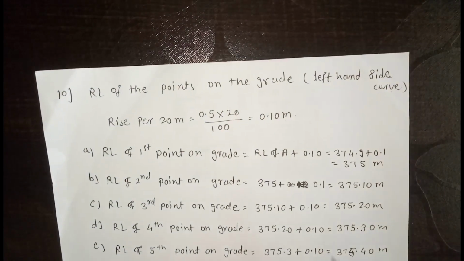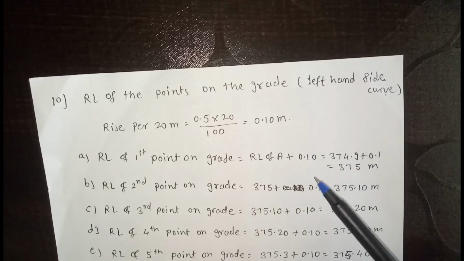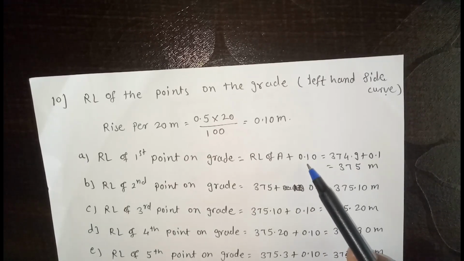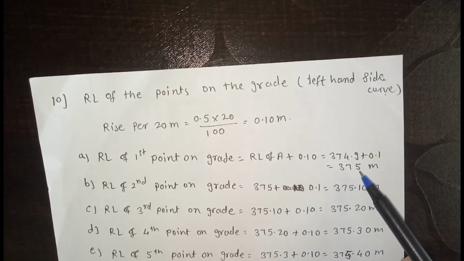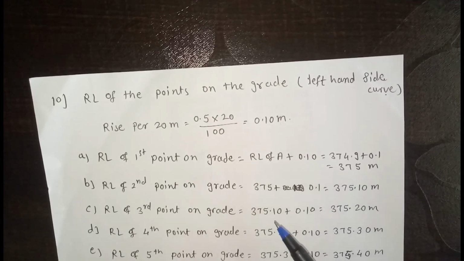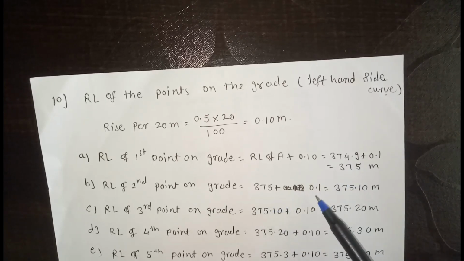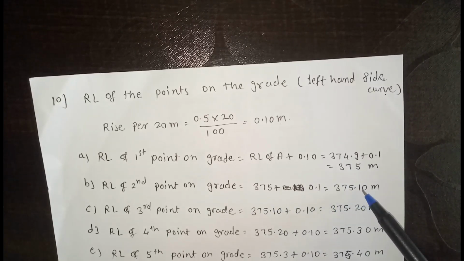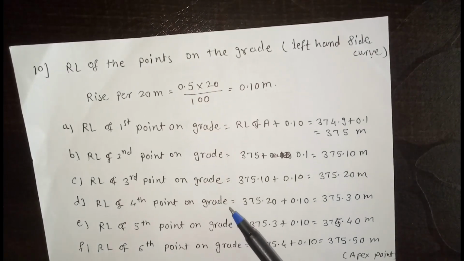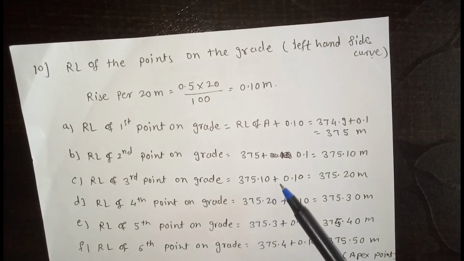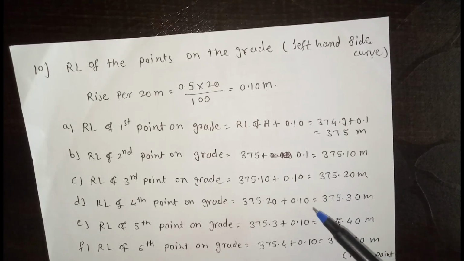So RL of A is 374.9 plus 0.1. We have already calculated RL of A, and this is the addition of 0.1. So this is 375 meter, the RL of the first point on the grade. Then RL of the second point on the grade is the previous value 375 plus 0.1, that is 375.10 meter. Now RL of the third point on the grade is 375.10 plus 0.10. Add 0.1 to the previous value.